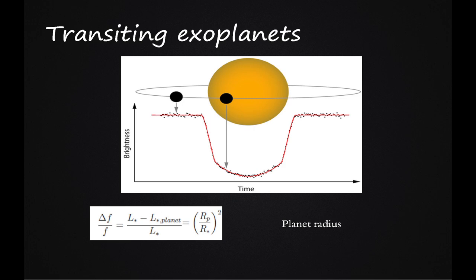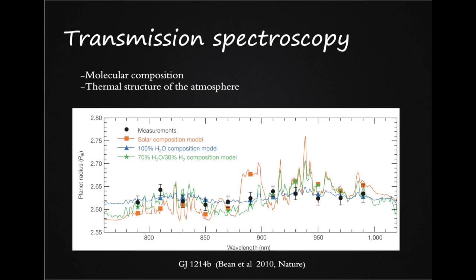By analyzing the transmission spectrum, which is the variation of the planet radius as a function of wavelength, you can interpret it as the presence of an atmosphere on the planet. And you can also put some constraints on atmosphere models, for example on the molecular composition and the thermal structure in the atmosphere of the planet.